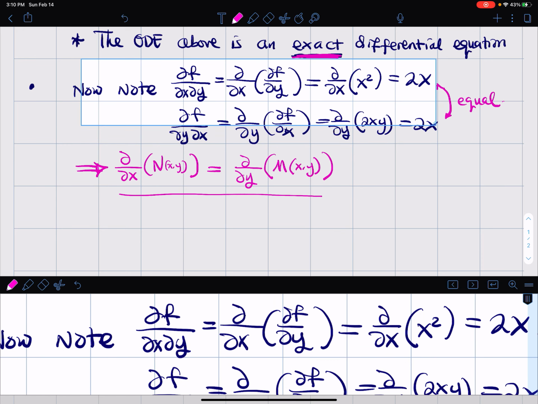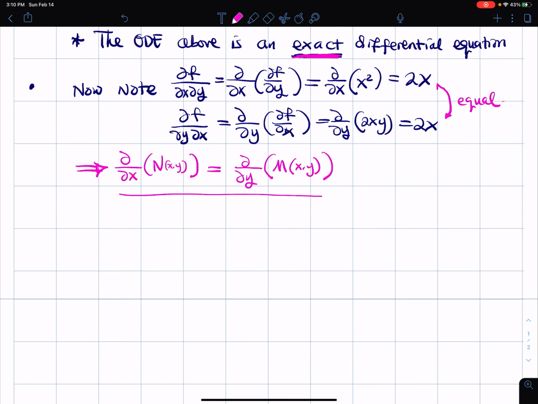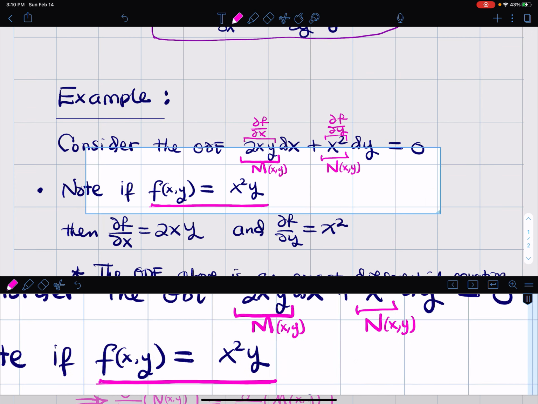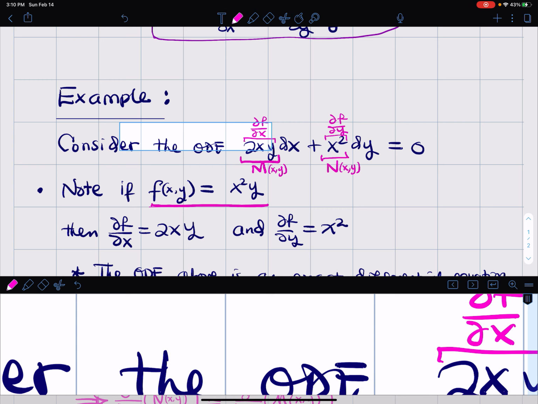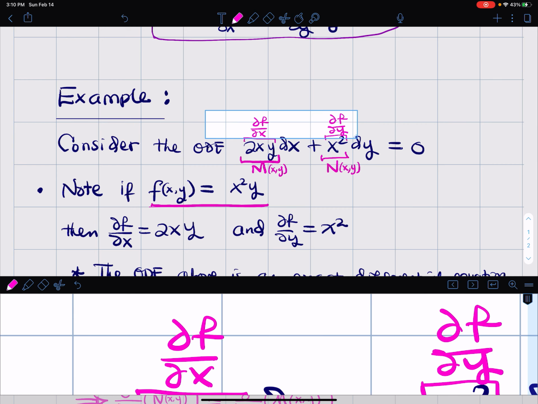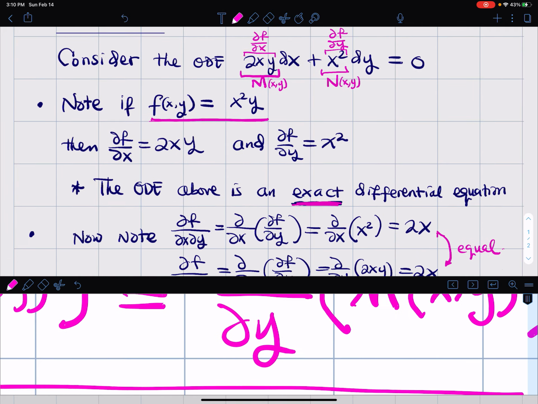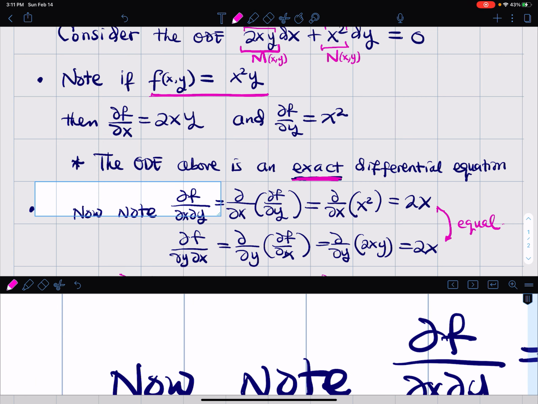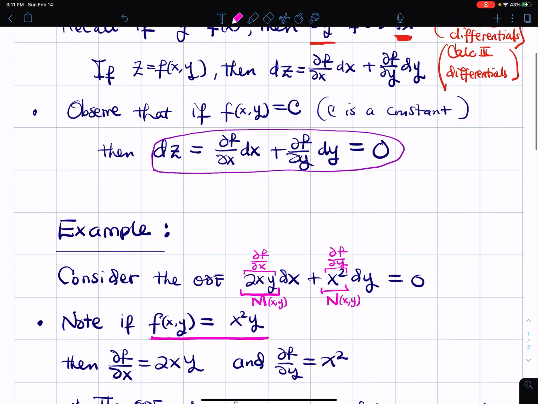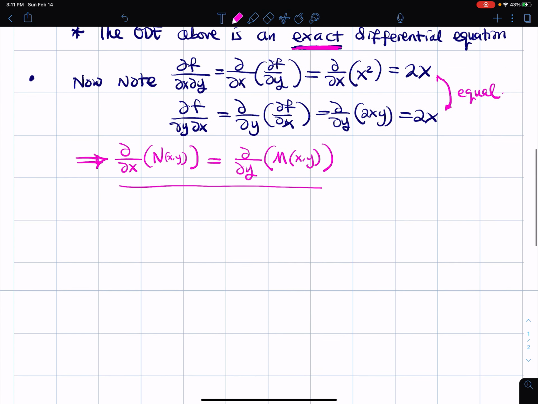Now, what do we see? Since we found a function f such that the first term is df/dx and the second term is df/dy, if you find the second partial derivatives of any continuous function, they are usually equal. So d²f/dx dy is usually equal to d²f/dy dx. So that makes sense. All right, so let's tie everything together in a definition.